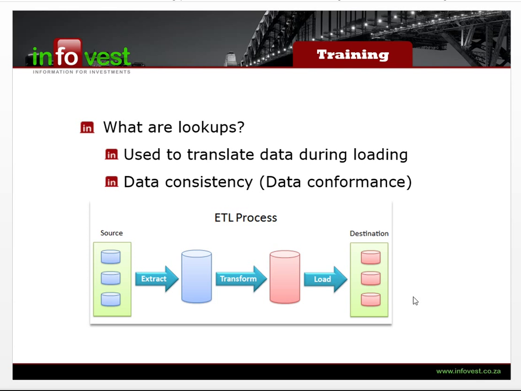So firstly, what are lookups? Lookups are a way to translate data during loading into the data warehouse, and they ensure data consistency, also known as data conformance. They fit into this middle area here, which is a transform area. When we're extracting data from the source, we apply a transform, which is business rules and validations, before we load it into the data warehouse. This is where lookups are applied. You should not use lookups to extract data. It's very hard to maintain and understand what it's going to affect if you make a change to that lookup.